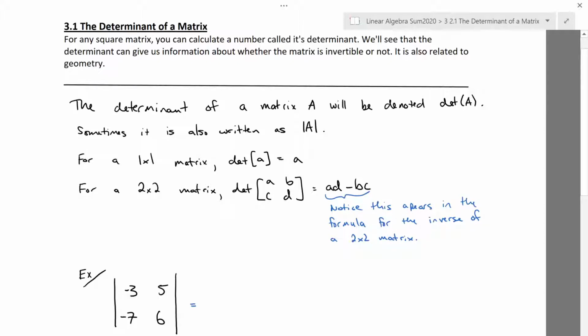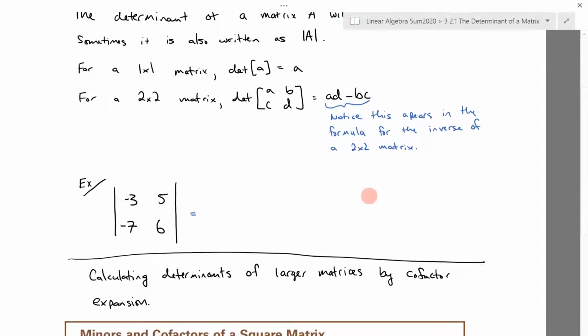Okay, so the 2 by 2 determinant isn't too difficult to calculate. Here I have a 2 by 2 matrix, and again these two vertical bars mean that I want to calculate the determinant. These are the entries A, B, C, D. So this is A, this is B, this is C, and this is D. So this arrangement, and so the formula is AD minus BC.